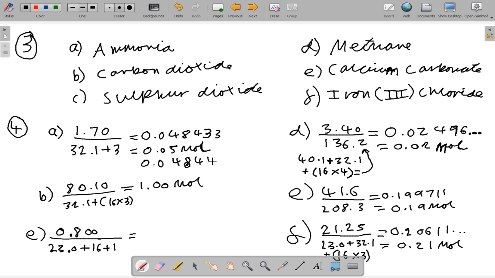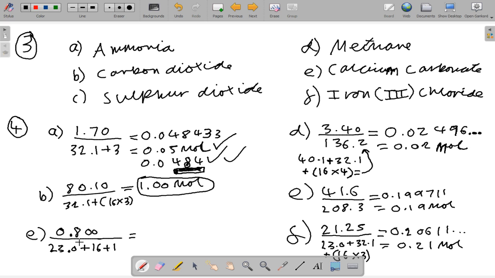So if you got this one, I'll give you a bonus mark, but if you have rounded to 1 significant figure, I'll still give you the right answer. But 3 sig fig seems to be what the examiners want nowadays. I know, because I do it. It's pretty bad. So the next one is 80.1 over 32.1 plus 16 times 3, which must come to 80.1 exactly, as we get the answer of 1 mole.